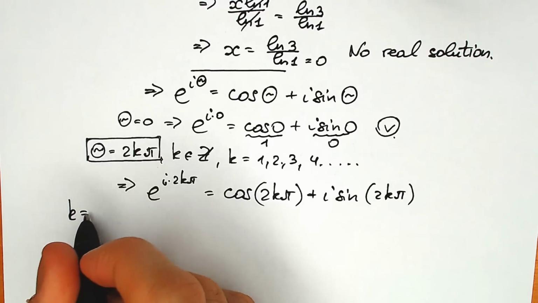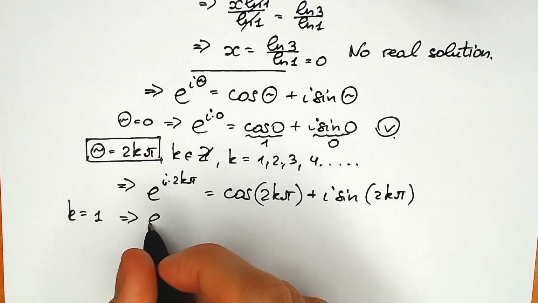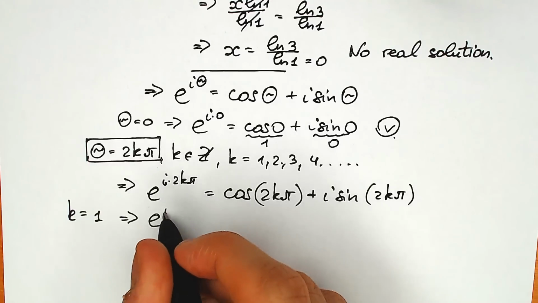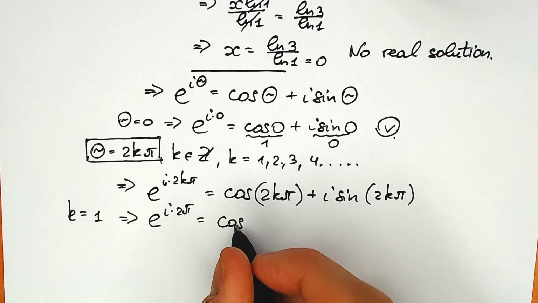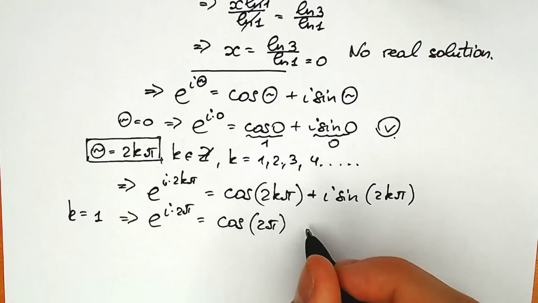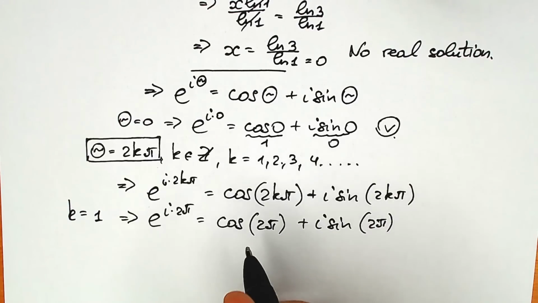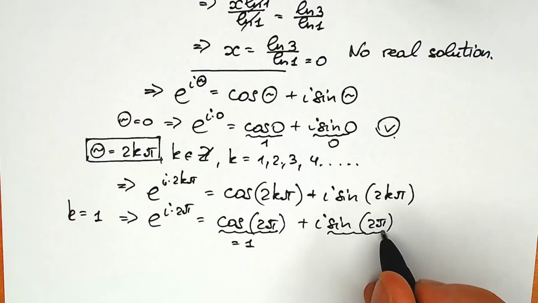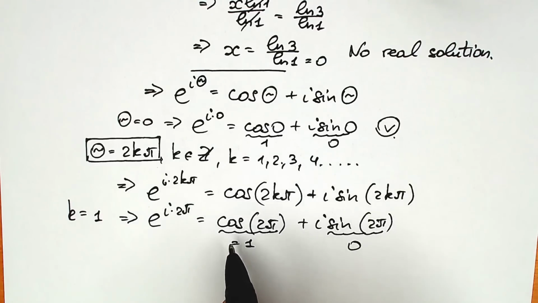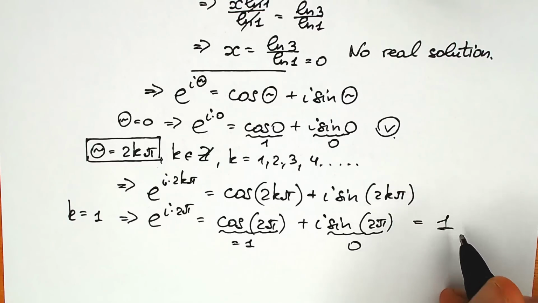So k is equal to 1. Let's see what will happen. As a result, what do we have? e to the power i times 2 pi equals cosine 2 pi plus i sine 2 pi. If you look closely, cosine 2 pi equals 1 and sine 2 pi equals 0. So right here on the right side, we have 1 plus 0 equals 1. Let's see what will happen next.